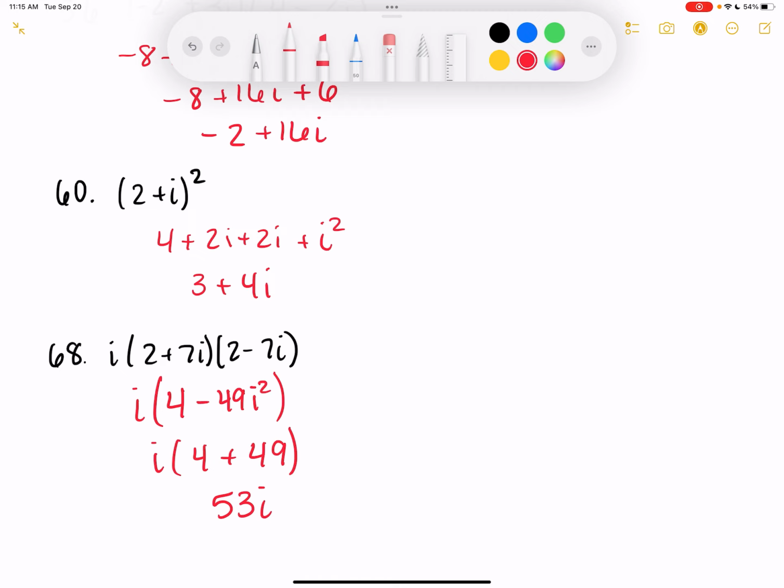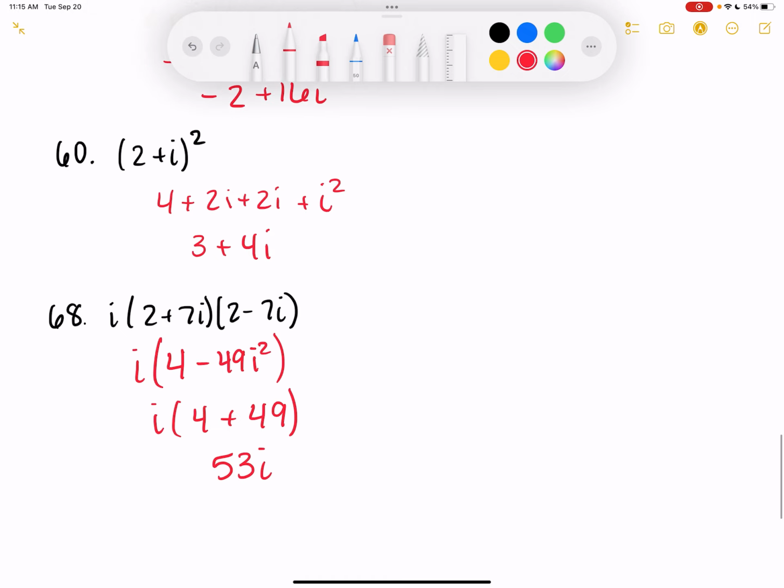Yep. Good job, team. I want to see the division one. Are we okay with multiplication? I don't need to do one that's like 3 things being multiplied. Okay. Sweet. All right. So find each quotient, write your answer in standard form.